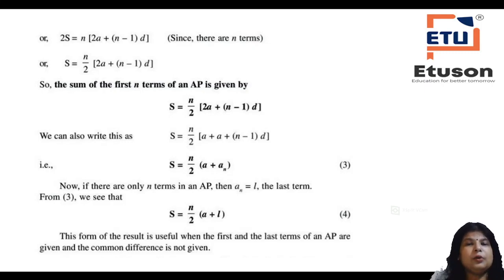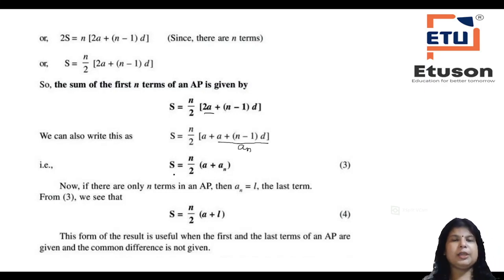Correct? So now if I split this 2A to A plus A, right? Can I do that? Yes. So it will be S is equal to n by 2, A plus A plus n minus 1 into D. Correct? So now what is this A plus n minus 1 into D? That is nothing but equal to the nth term. Correct or not? So now here we can write S is equal to n by 2, within the parenthesis, A plus an. So what is an? An is the last term of the arithmetic progression.